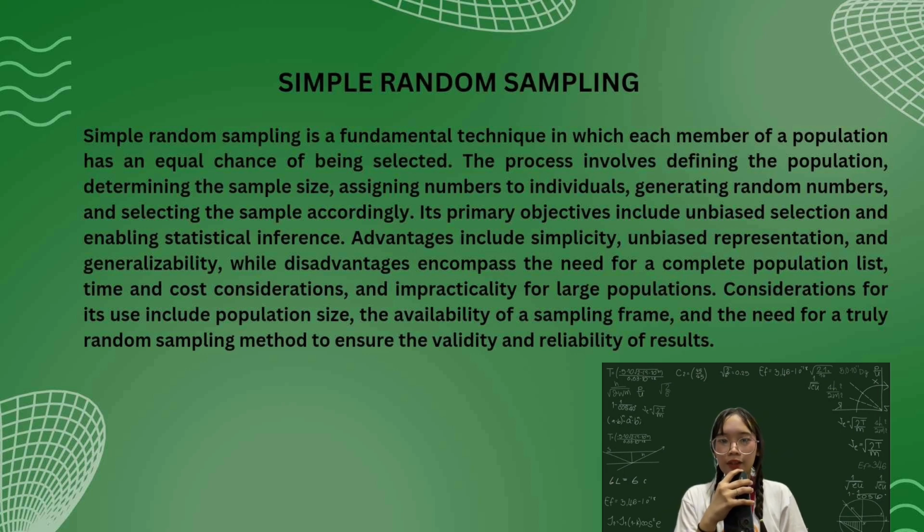Advantages include simplicity, being unbiased, and representation, while disadvantages encompass the need for a complete population list, time and cost considerations, and impracticality for large populations. Considerations for its use include population size, the availability of a sampling frame, and the need for a truly random sampling method to ensure the validity and reliability of results.